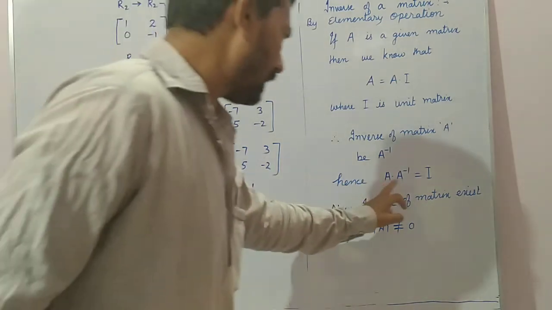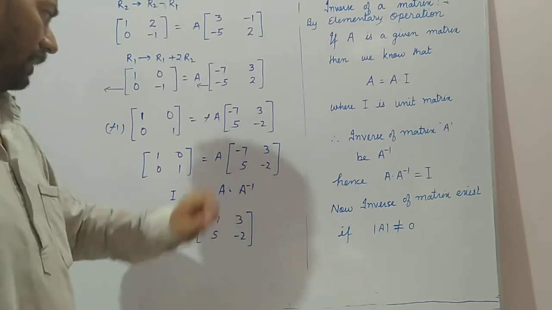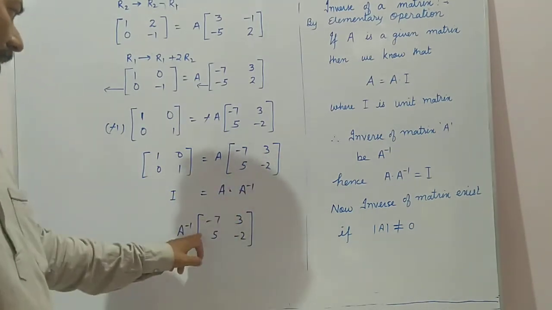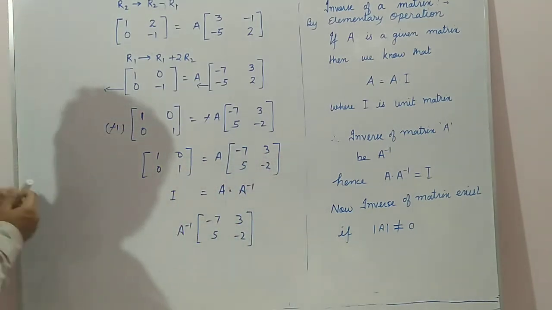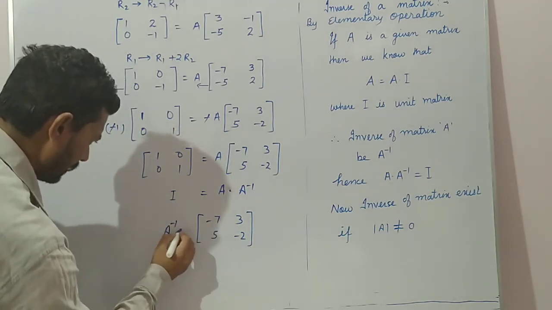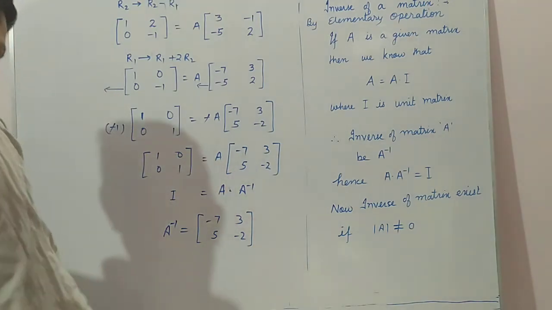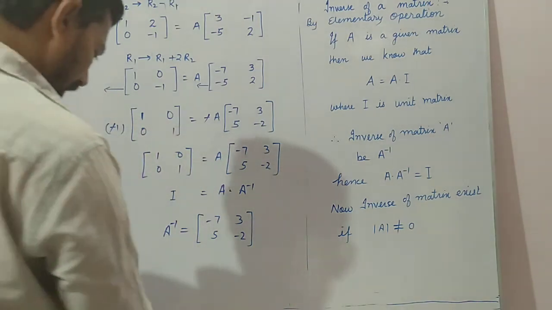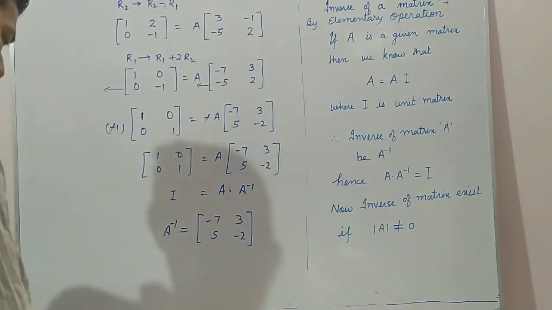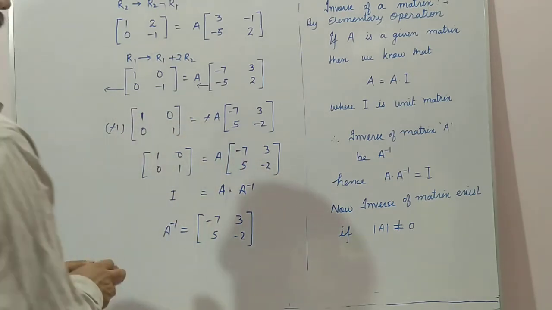See here, A into A inverse, that is I. Here this is I, A. So this should be what? A inverse. So A into A inverse, that is I. So A inverse, that is equal to minus 735 minus 2. Next, we will come to question number 2.